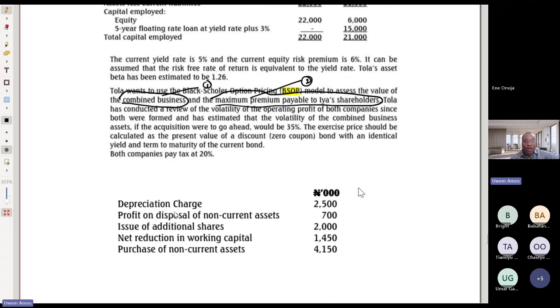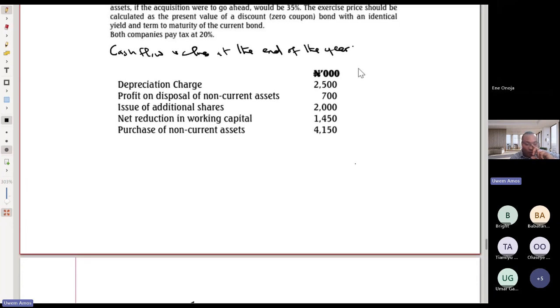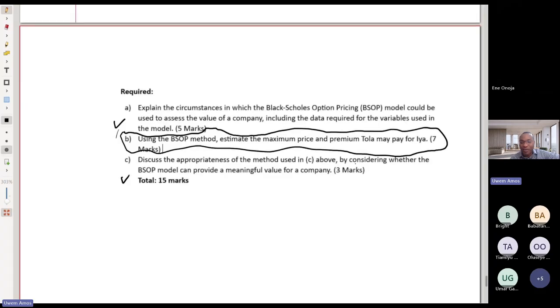Okay, so I think I missed out something when I was copying this out. So these are the cash flow values at the end of the year. So I could just put that here. So we have our depreciation, profit on disposal of non-current assets, and all of that. Then we don't have a requirement. Yeah, discuss the B part we're focusing on. Using the Black-Scholes Option Pricing model method, estimate the maximum price and premium Tolade may pay for IA PLC.